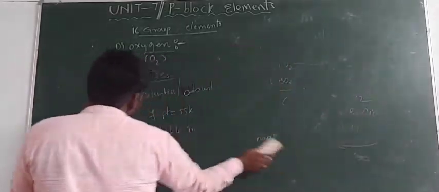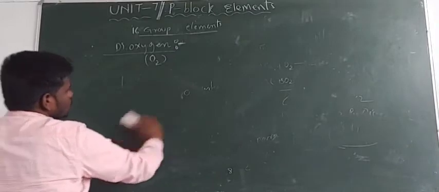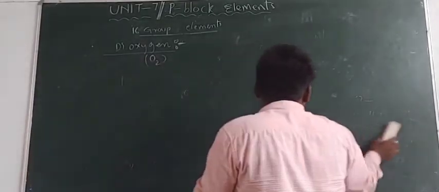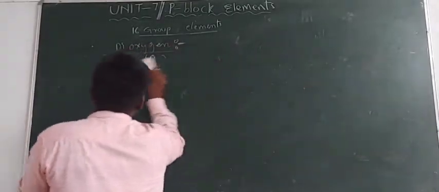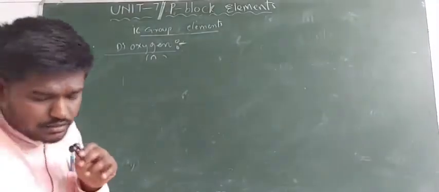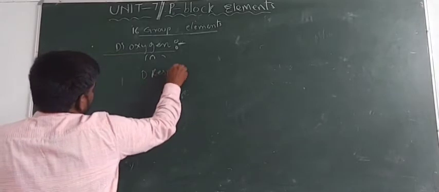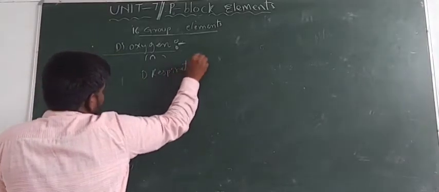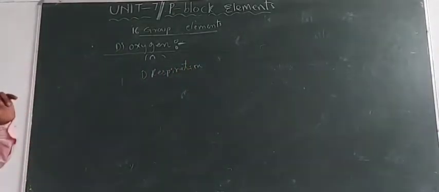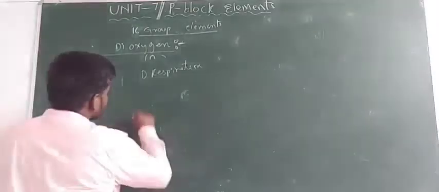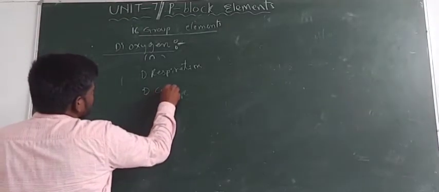So uses of oxygen. Right guys, oxygen is an essential gas in respiration by living things. So this is used in respiration. Oxygen is essential in the respiration of animals. And the next one, it is used for combustion.